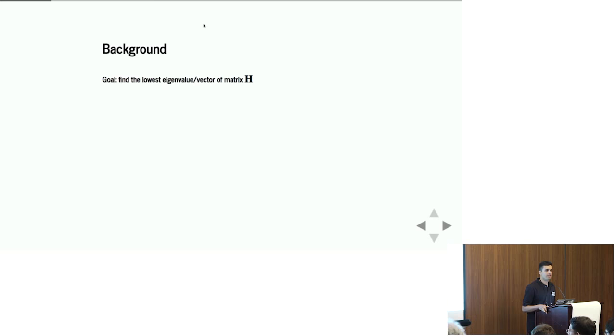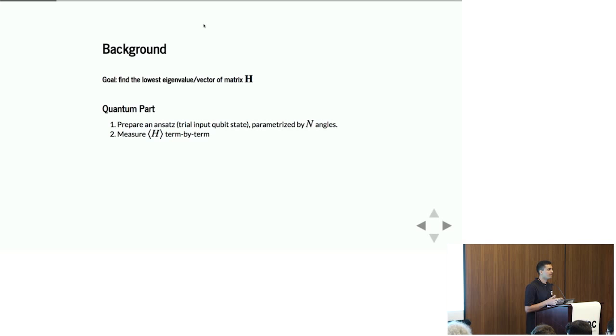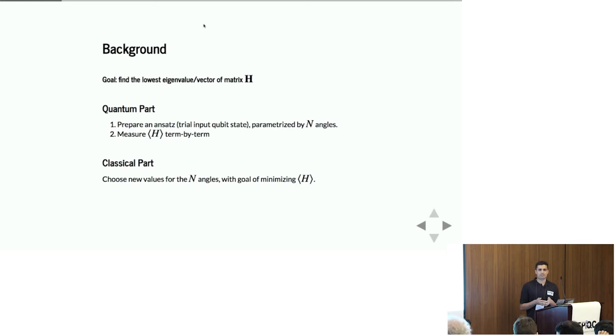So our approach has two parts. The first part is the quantum part. The first step is to prepare the ansatz, which is the trial wave function or just the guess, and it's parameterized by n angles. Then step two is to measure the Hamiltonian, or the matrix H, term by term. Then there's a classical feedback part where we have our measurement of H, the expected value of H, and we just do this loop of figuring out what our quantum part told us last time, and then pick a new set of the n angles in quantum step one, and then loop over and over.